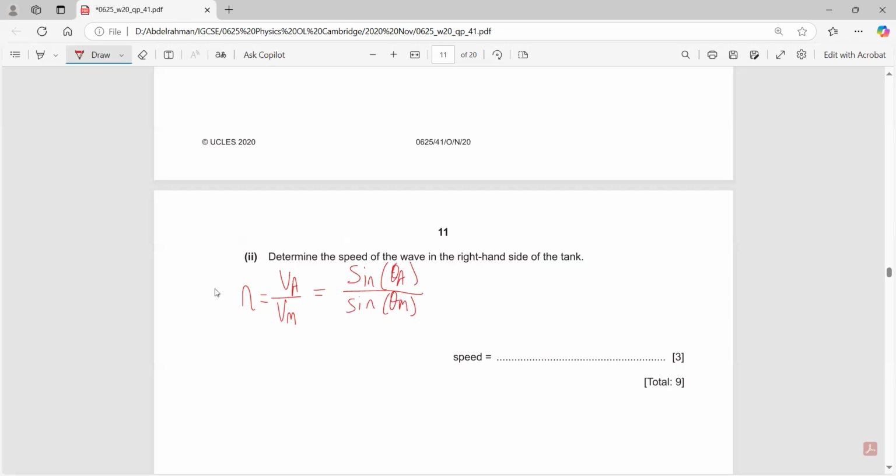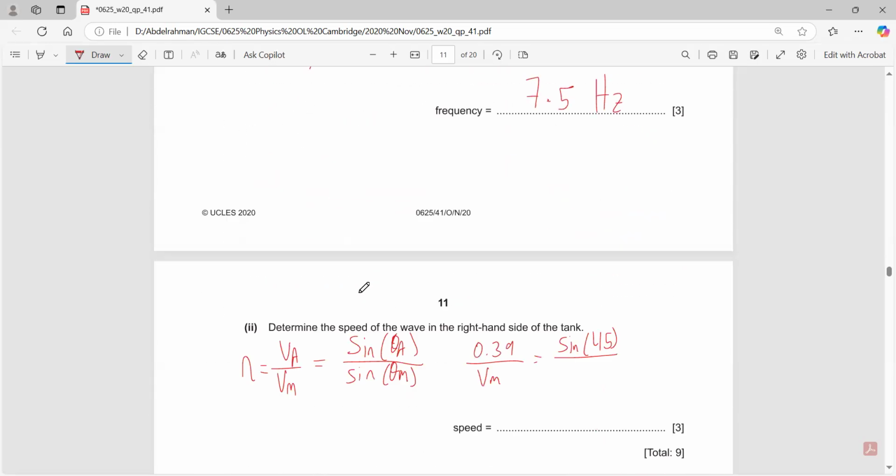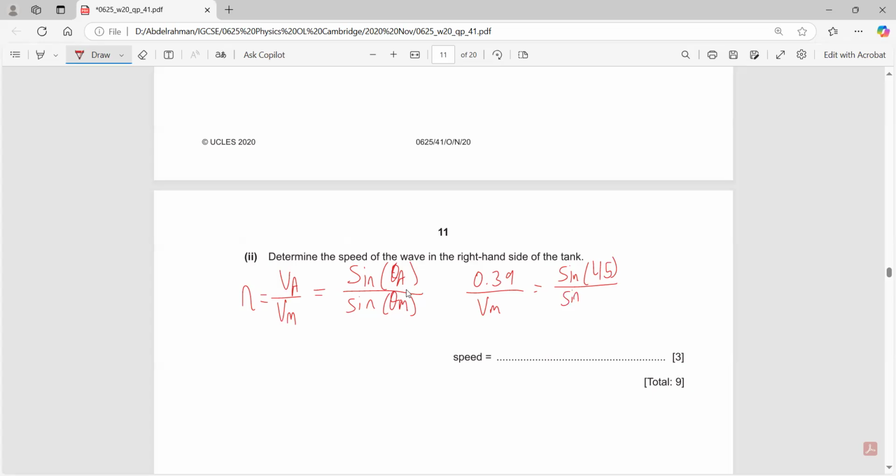For this equation, we can just cross multiply. We have the speed 0.39 over the speed in the medium, which we don't know, equals sine 45 over sine 33. Cross multiply: 0.39 times sine 33 over sine 45 gives a final answer of 0.3 meters per second. Again, what did I do?